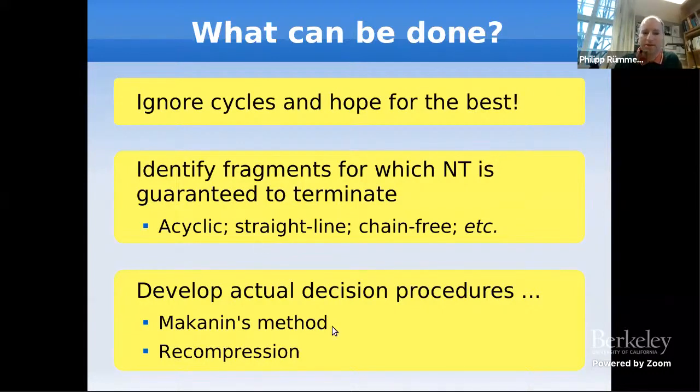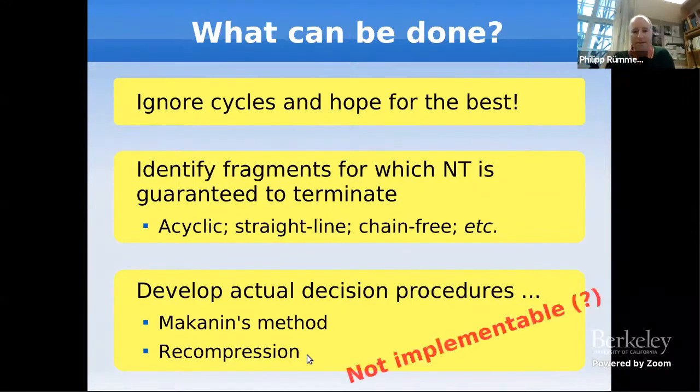Or, of course, well, we can develop these actual decision procedures. And this is, for instance, Makanin's method, which is essentially applying the splitting rule, but then it's also adding an effective termination criterion. Or there's a newer method called recompression. So the problem with these methods is that all the theoreticians claim proudly that they are completely unimplementable. And as far as I know, actually, there's no solver that is really implementing these decision procedures. Although these methods have been known for many decades. In particular, the first one has been known for a long time.